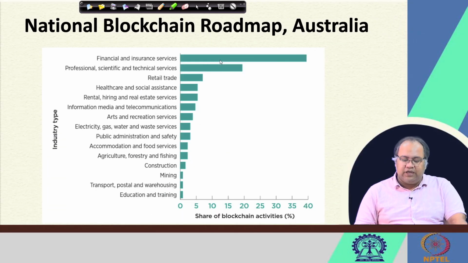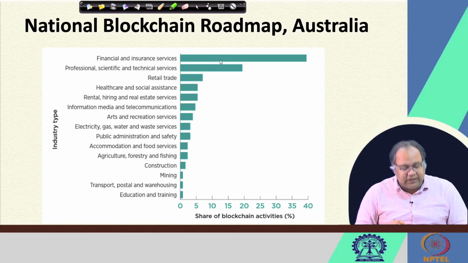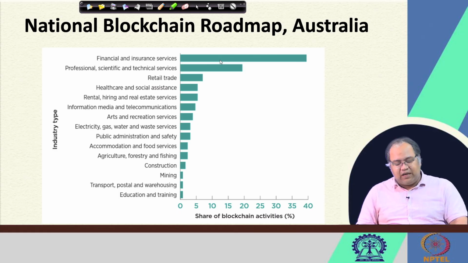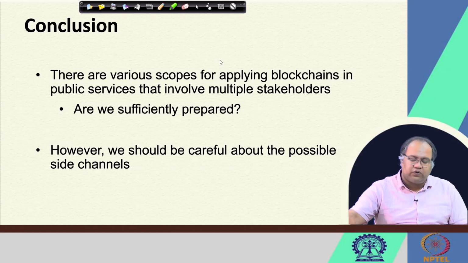Similarly, the National Blockchain Roadmap Australia is another document published by the Australian government, which highlights the different use cases the Australian government is thinking of implementing on top of blockchain. Interestingly, it highlights the different industries and their share of blockchain activities. Obviously, financial and insurance services have the maximum interest in blockchain activities, but apart from that, professional, scientific and technical services, retail trade, healthcare, rental, hiring and real estate services, information media, telecommunication, arts and recreational services, and electricity, gas, water and waste services all have a good amount of interest in different blockchain activities.